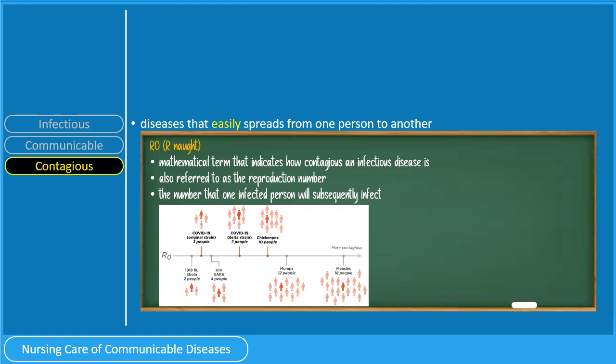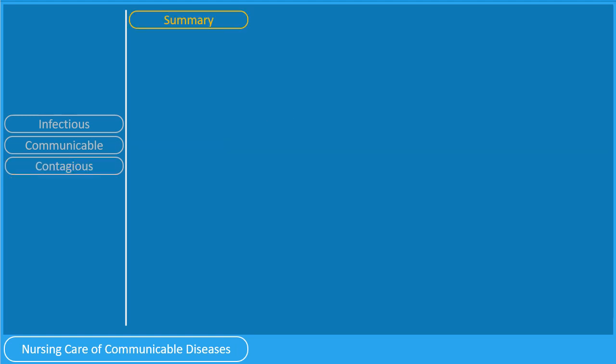You can see in this illustration that measles has an R naught of 18. It means to say that a patient with measles will subsequently infect 18 other patients. This is significantly more compared to HIV, which has an R naught of 4. Noteworthy also in this illustration is that the original COVID-19 strain has a lower R naught compared to your COVID-19 Delta strain. Therefore, COVID-19 is infectious, communicable, and contagious.